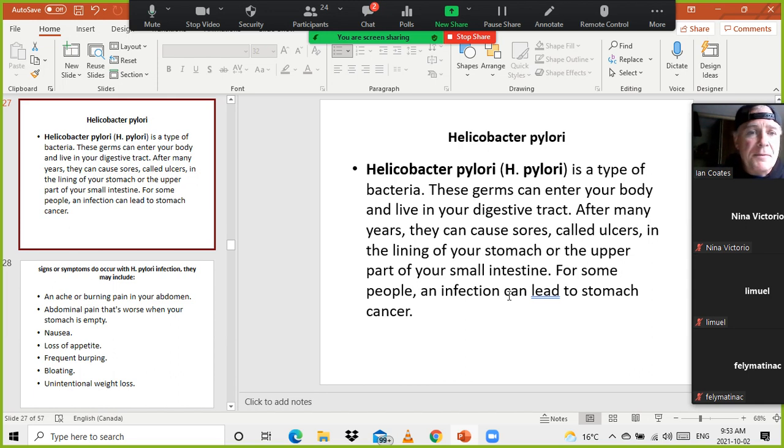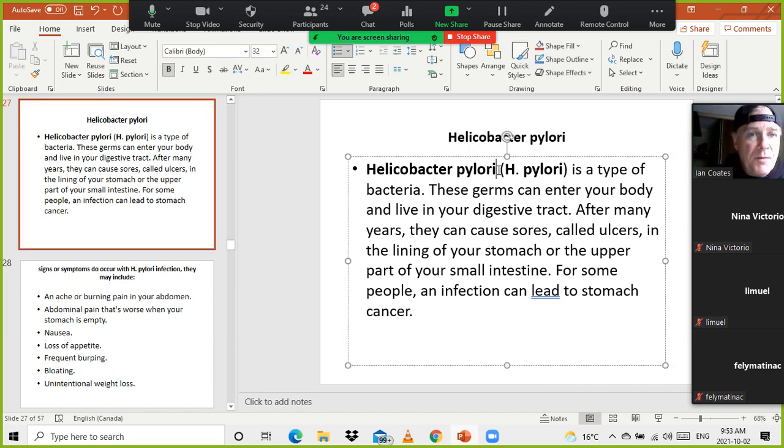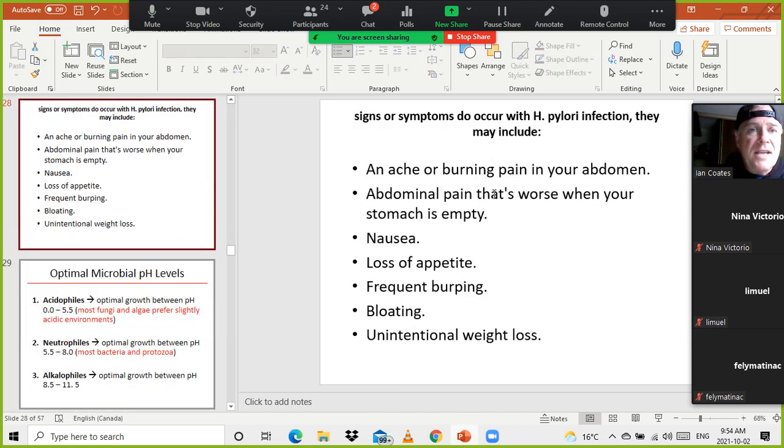For some people, an infection, yeah, this can lead to stomach cancer and lead to all sorts of things, okay? And it's all because of this bacteria. And this is kind of recent news. This is something I think in the past 10, 15 years, we didn't discover this 40 years ago. Okay, this is relatively new stuff. Signs or symptoms. Okay, an ache or burning pain in the abdomen. Sure. Abdominal pain that's worse when your stomach is empty.